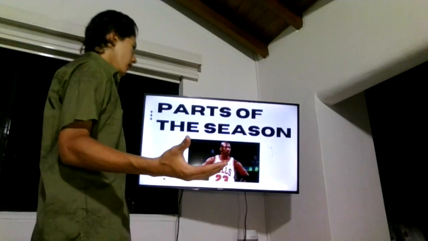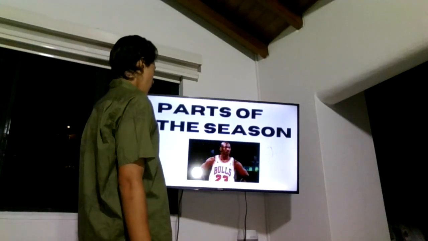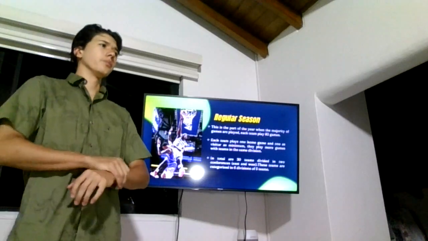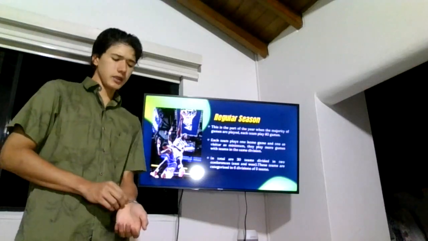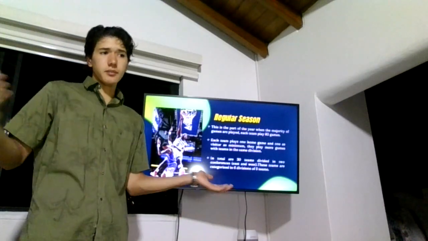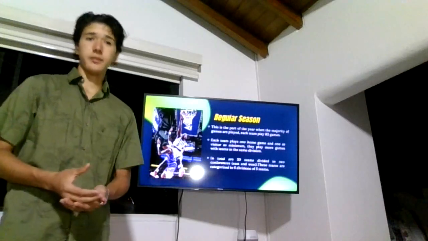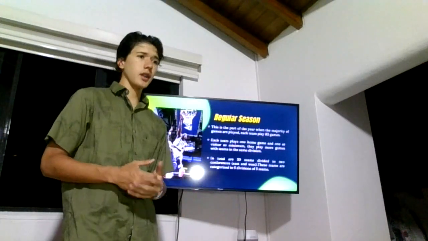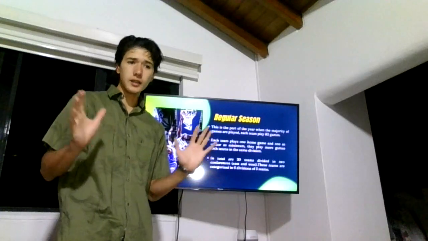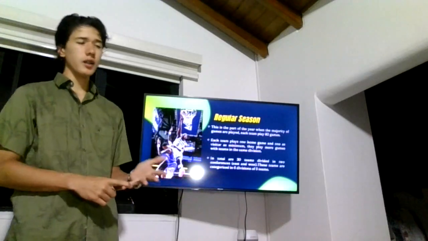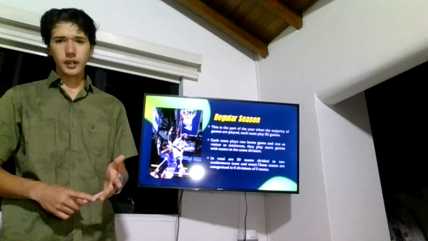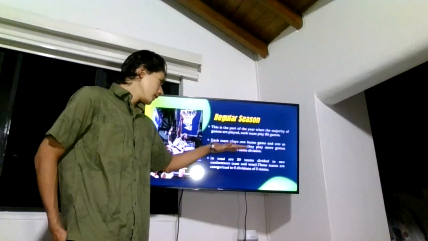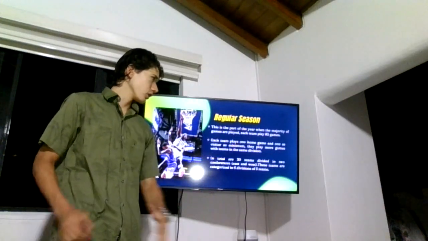Parts of the season. The first part of the season is the regular season. As I suppose you know, this is played most of the year. Each team plays 82 games and they must play at least one game as visitor and one game at home against each team. They are also divided in divisions.